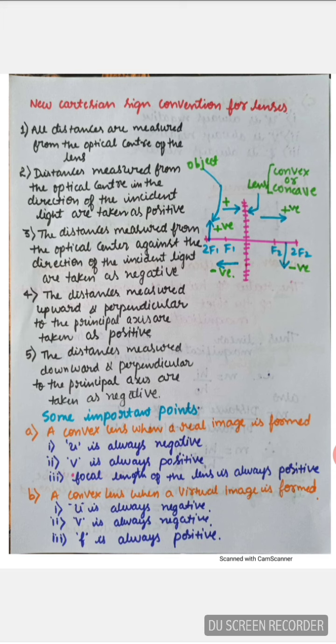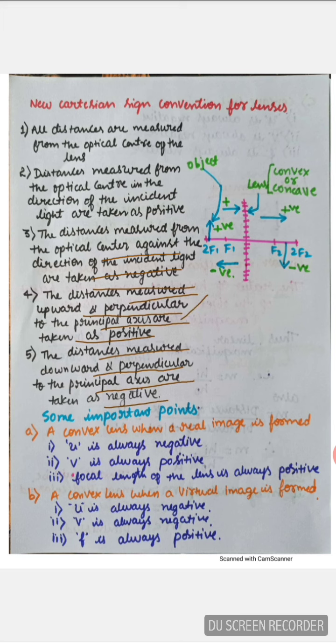First one, all distances are measured from the optical center of the lens. Second one, distances measured from the optical center in the direction of incident light are taken as positive. Third one, the distances measured from the optical center against the direction of incident light are taken as negative. Fourth one, the distances measured upwards and perpendicular to the principal axis are taken as positive. The distances measured downward and perpendicular to the principal axis are taken as negative.